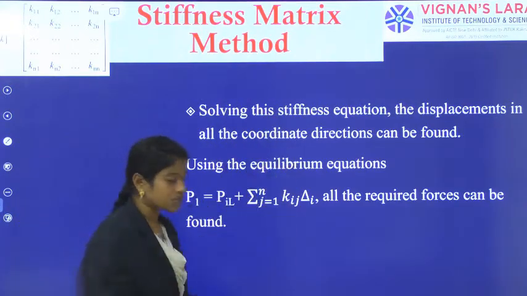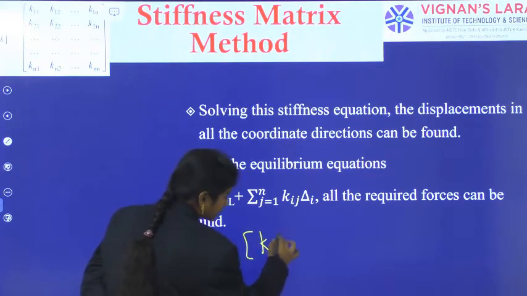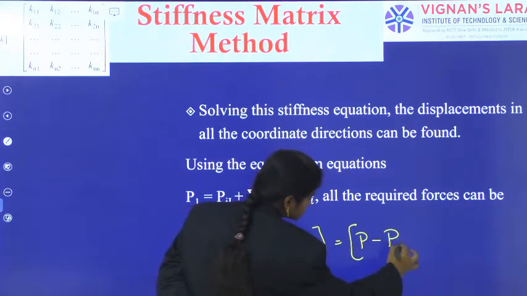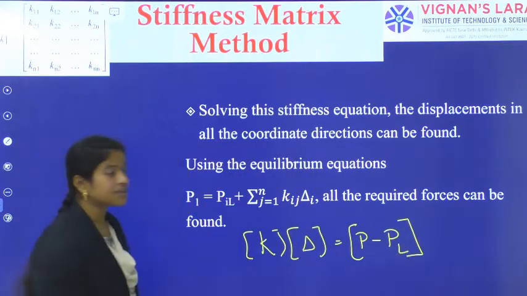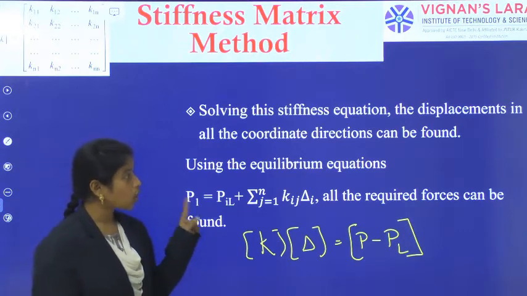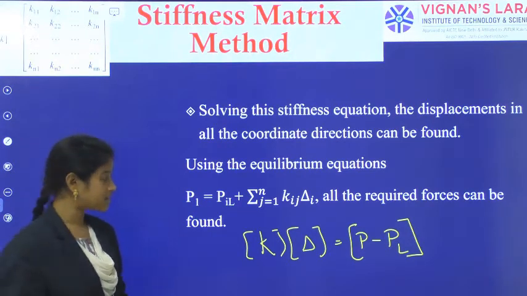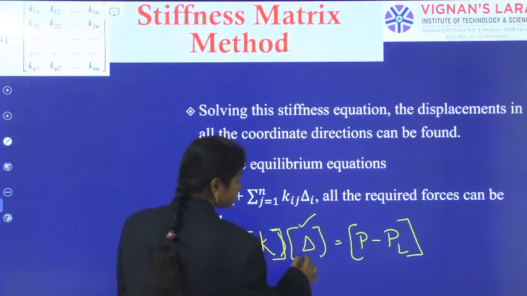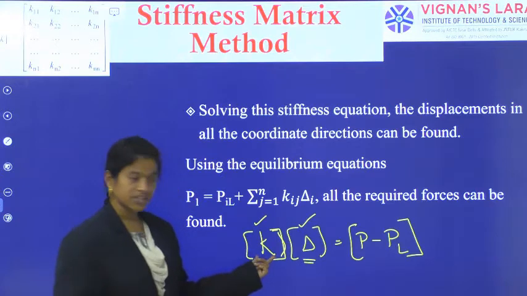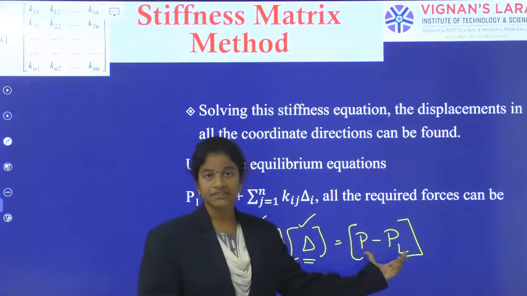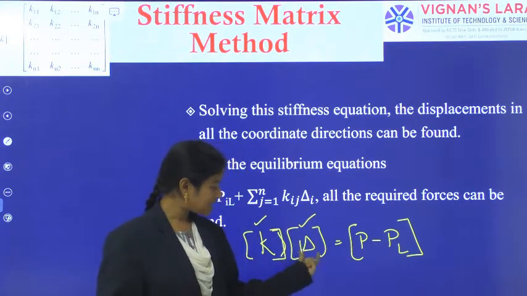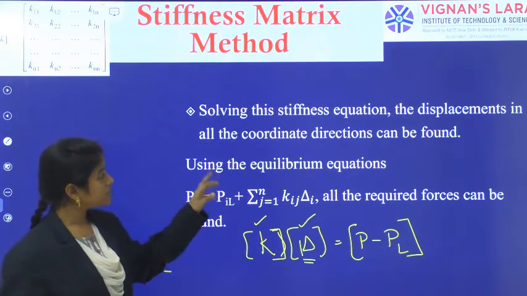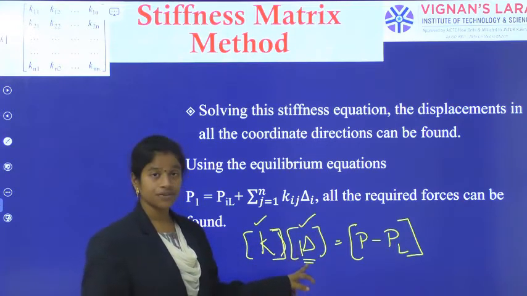Solving the stiffness equation. What is the stiffness equation? K times delta is equal to P minus PL. So, solving the stiffness equation, the displacements in all the coordinate directions can be calculated. Once you know the stiffness matrix, this P minus PL will be known values and then the displacements will be calculated. So, by solving the stiffness equation, displacements in all the coordinates can be found.